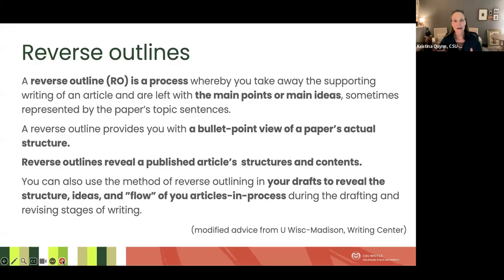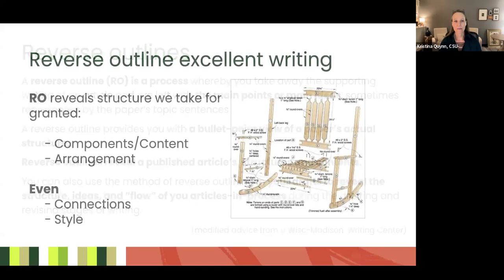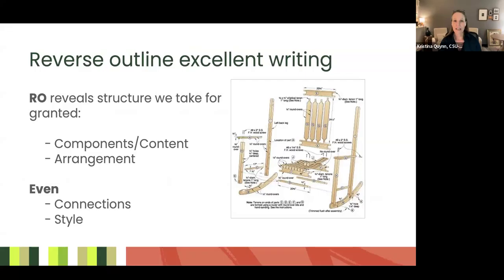Going through and identifying the key points in each paragraph can be a great help for you to identify how many points you have going on, if you have too many points per paragraph, or if you have things out of order. So let's take a look and see how that operates. Basically, reverse outlining reveals the structure and the content.